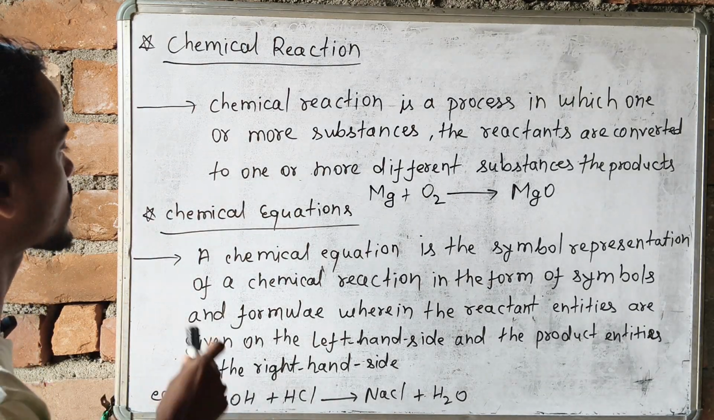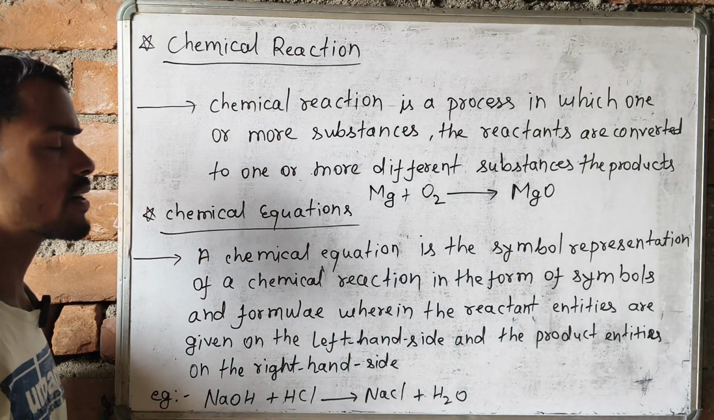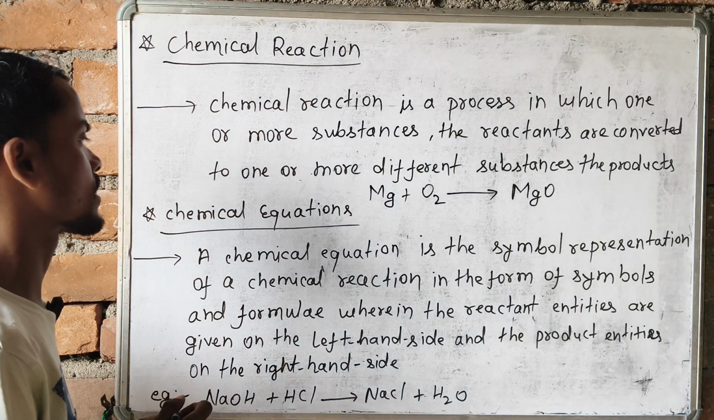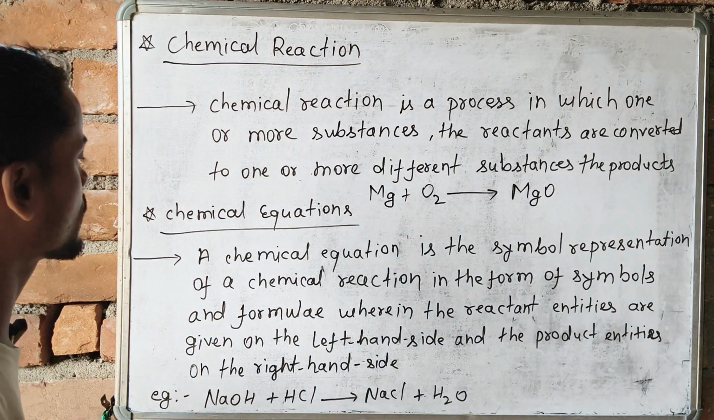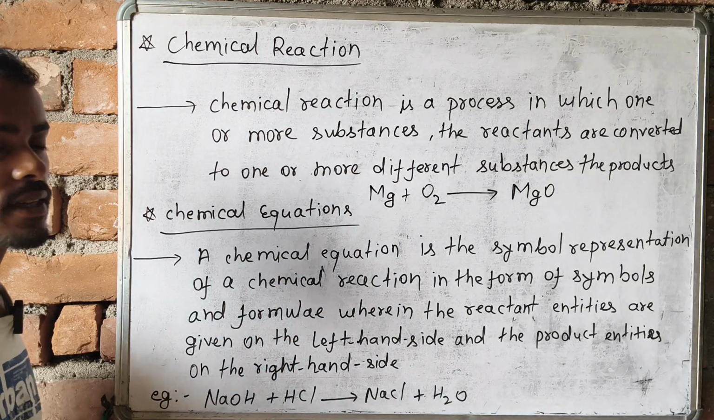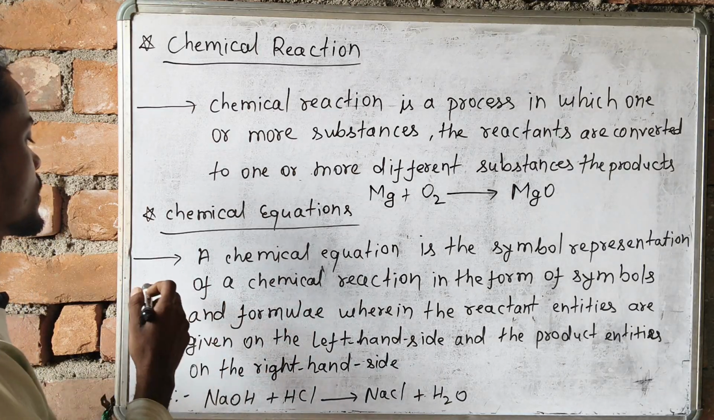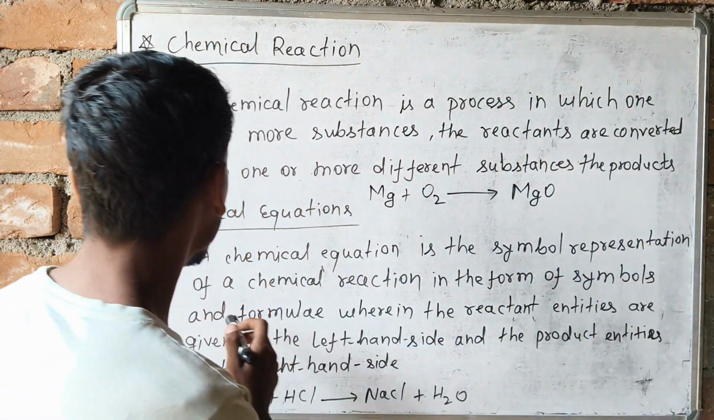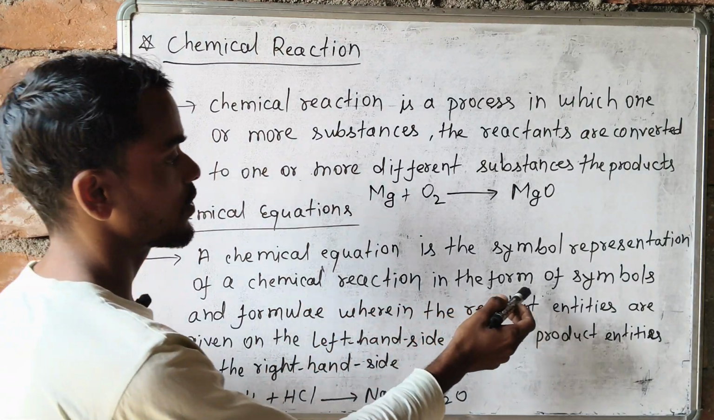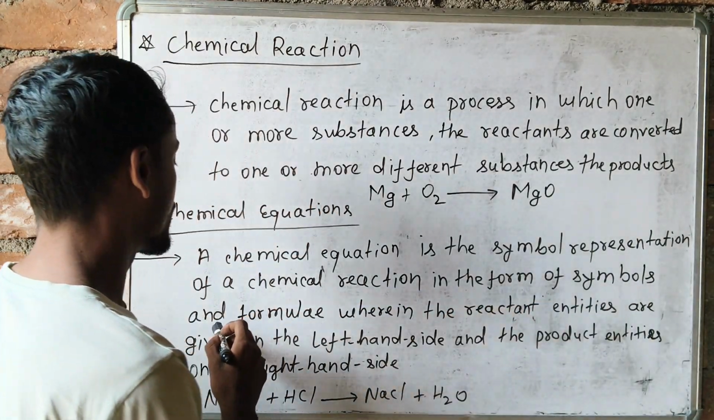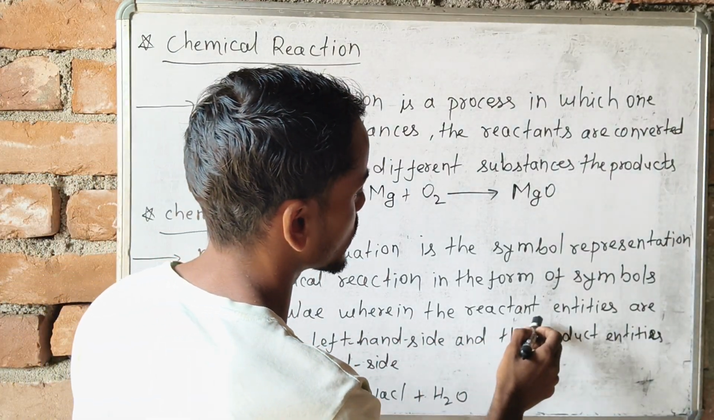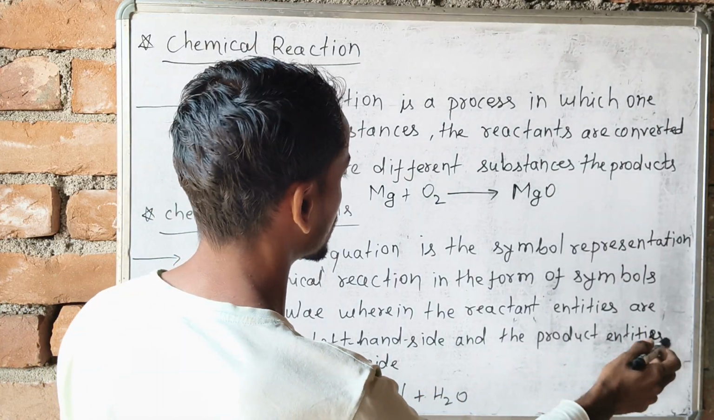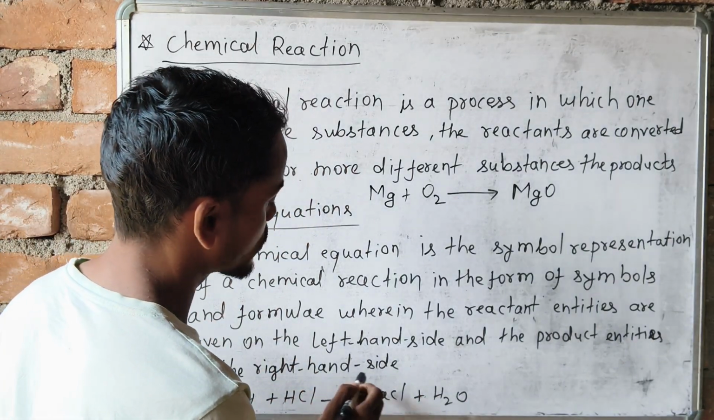And now coming back to another topic, that is the chemical equation. What is a chemical equation? First we will read the statement, and after that I'll try to explain the method. A chemical equation is the symbolic representation of a chemical reaction in the form of symbols and formulas, wherein the reactant entities are given on the left hand side and the product entities on the right hand side.